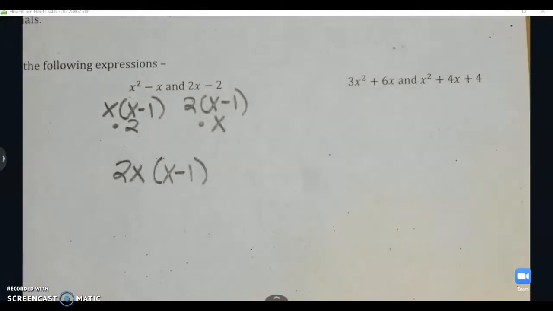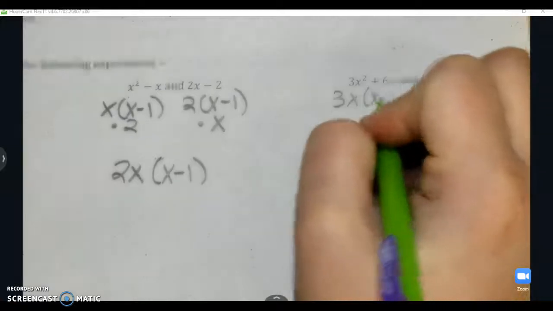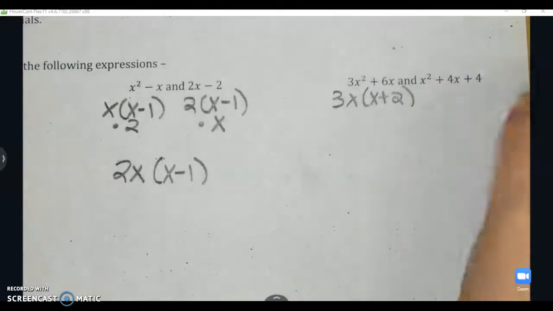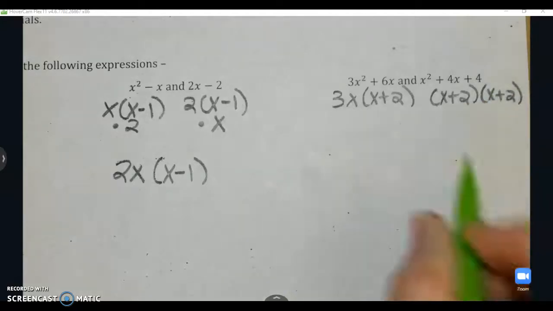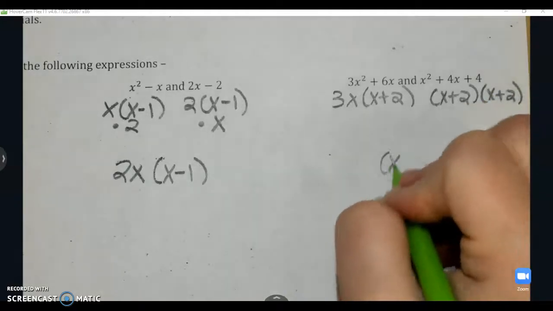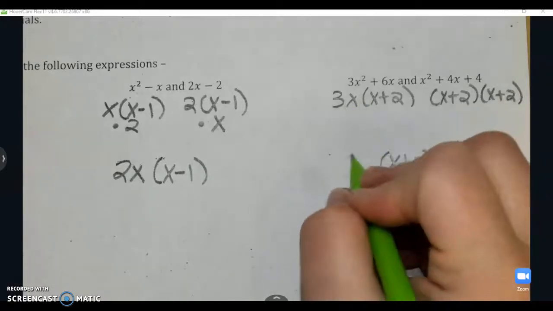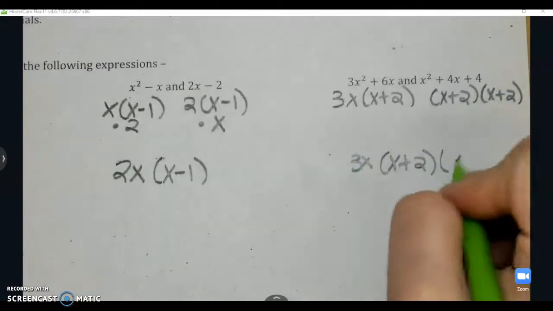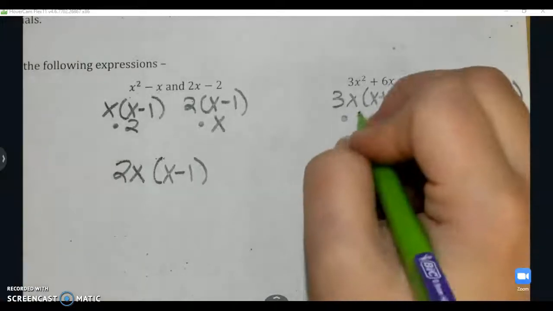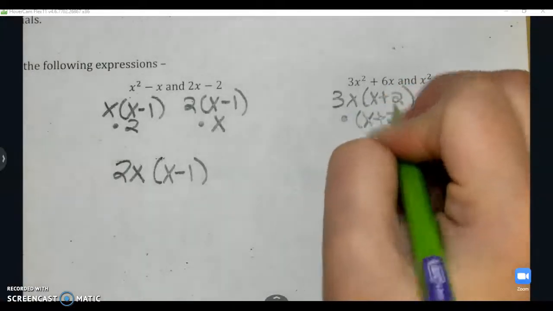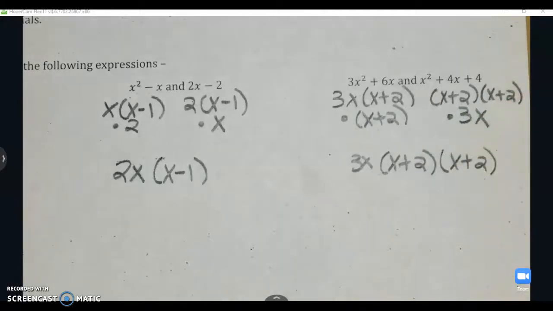All right, one last practice before we put it into action. Again, I'm going to take out a GCF, and I'm going to factor this trinomial. So they already share an x plus 2, and then to get them to match, to be the same, we're going to need that 3x and another x plus 2. So we would multiply the expression on the left by x plus 2 and the expression on the right by 3x to get our least common multiple.